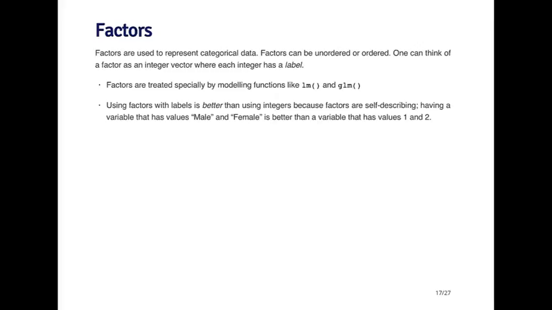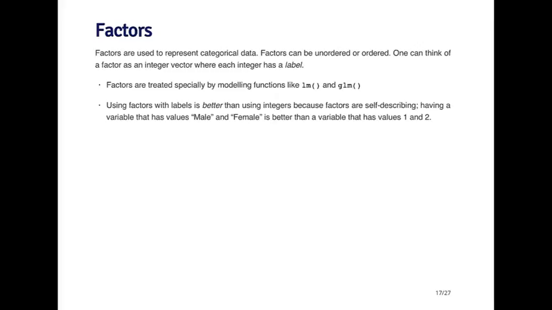For example, in many universities you'll have assistant professors, associate professors, and full professors. Those are categorical, but they're ordered. You can think of a factor as an integer vector where each integer has a label. So, for example, you can think of a vector as 1, 2, 3, where 1 represents a high value, 2 represents a medium value, and 3 represents a low value. So you might have a variable with the values high, medium, and low, and underlying that in R is represented by the numbers 1, 2, and 3.